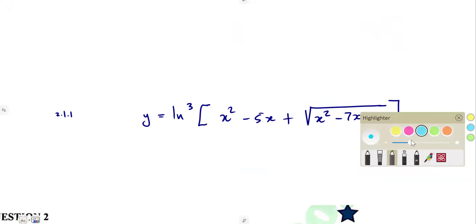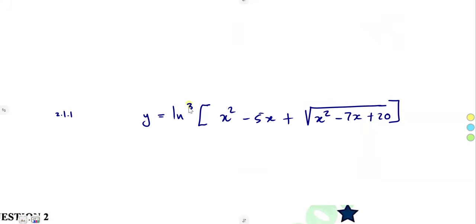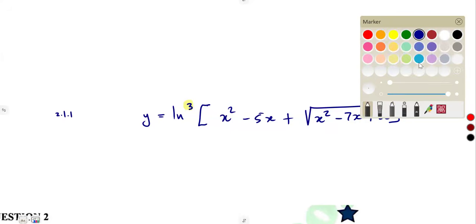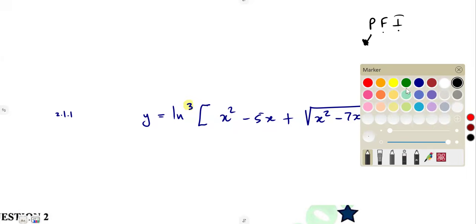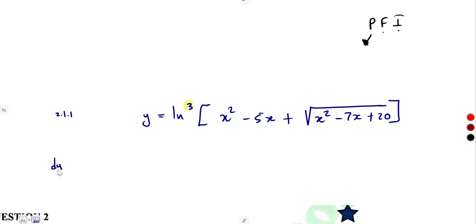So this one, there is a power. The ln, the function that we have here, carries a power. When you've got a power, you can use the PFI rule. Remember: power, function, the inner expression. So we are going to differentiate starting with the power. Drop the power, subtract 1.